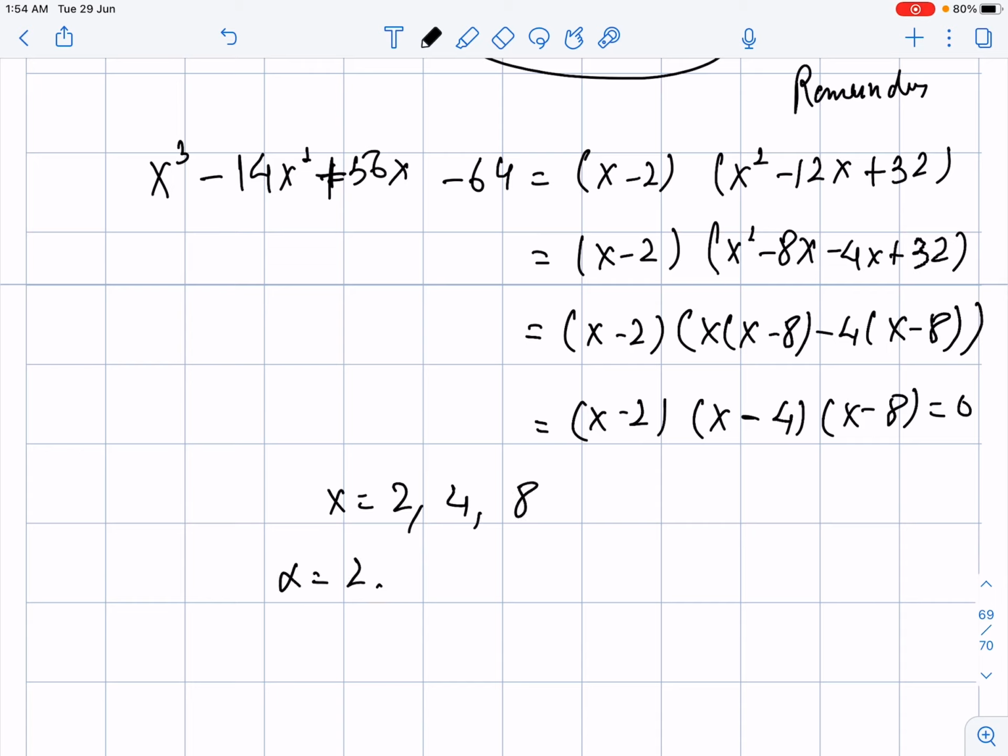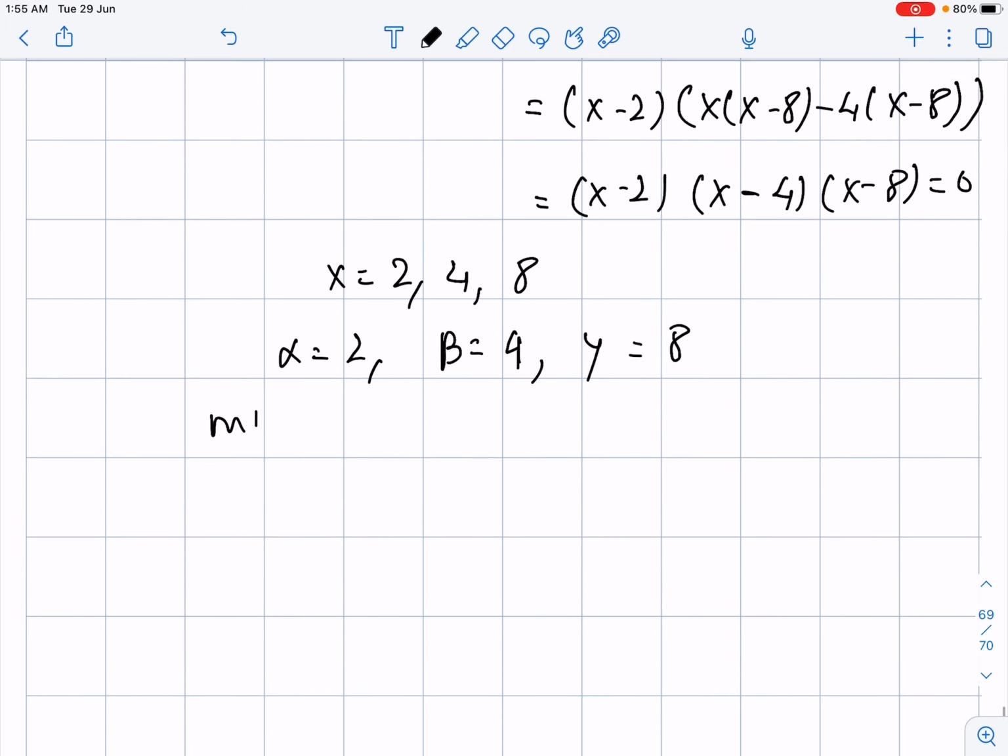So let us assume alpha is 2, beta is 4 and gamma is 8 we are knowing. So what is the max of alpha comma beta comma gamma? The max of alpha comma beta comma gamma will be becoming max of 2 comma 4 comma 8. That is 8. So 8 will be the right answer for this question.